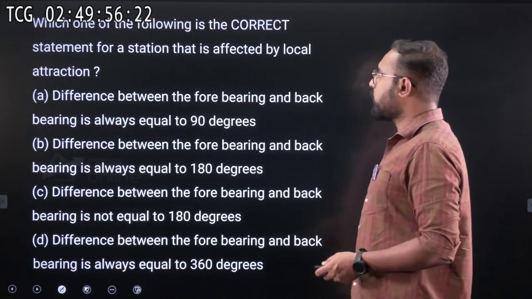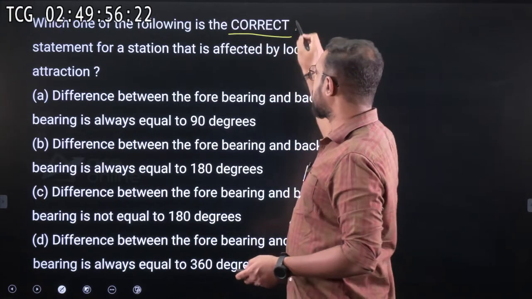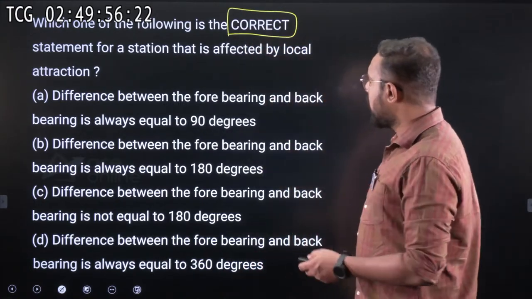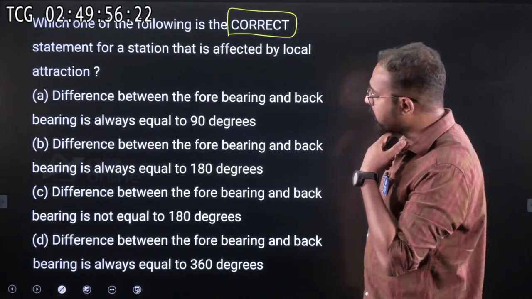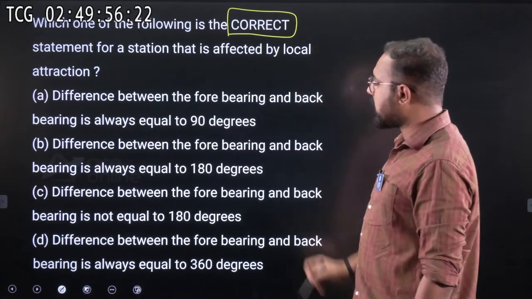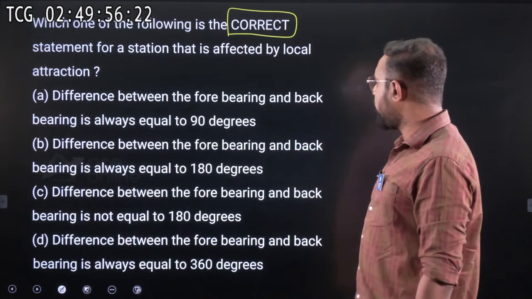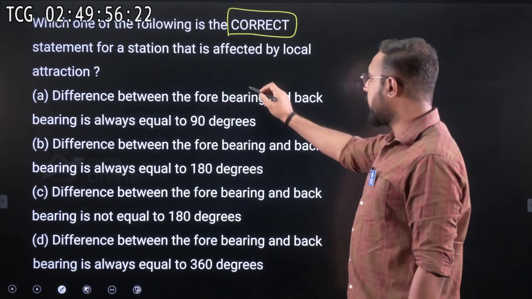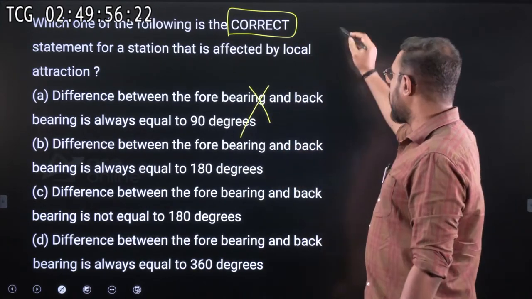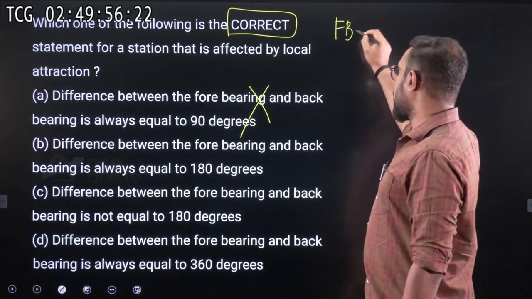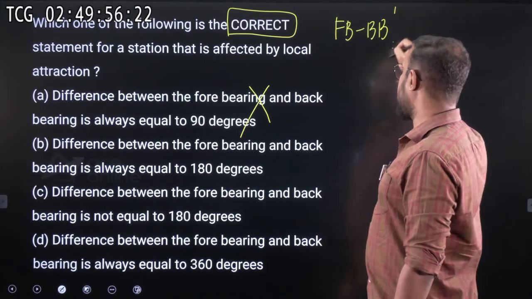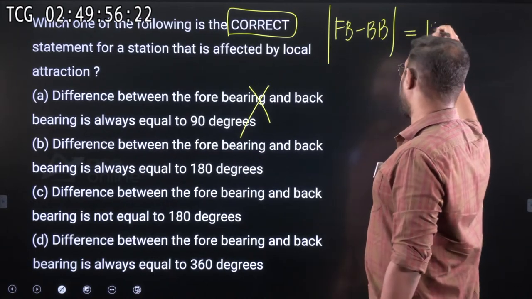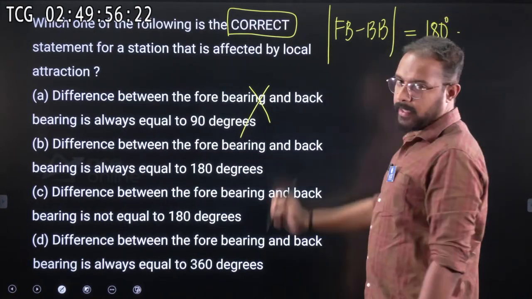Right. Which of the following statements is correct? For a station that is affected by local attraction, the difference between forebearing and backbearing is always equal to 90 degrees. That is a blunder. We know if there is no effect of local attraction, the difference between forebearing and backbearing of a line will always be equal to 180 degrees.